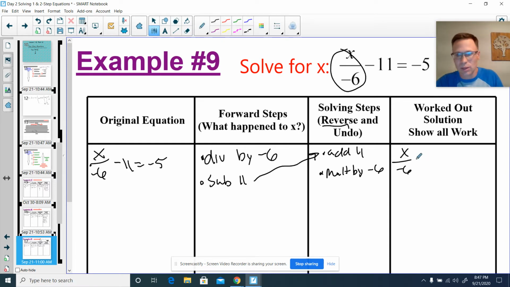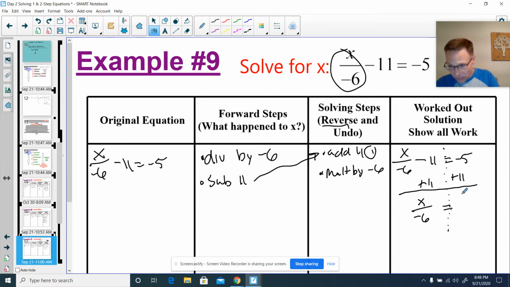Start over. Minus 11, my bad, equals negative 5. There are my sides of my equation. And I'm going to follow my instructions. Step 1, add 11. Add 11 to each side. That leaves me with x divided by negative 6 is equal to 6.